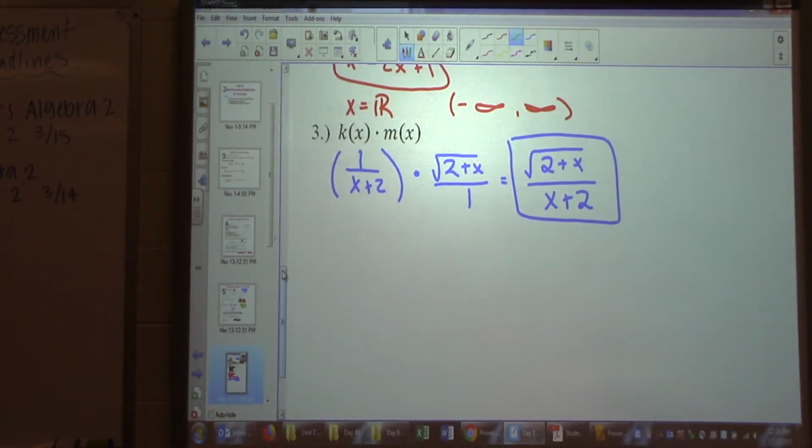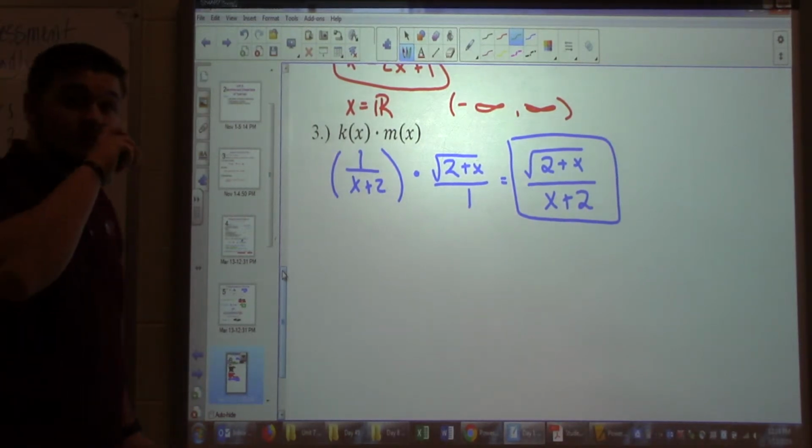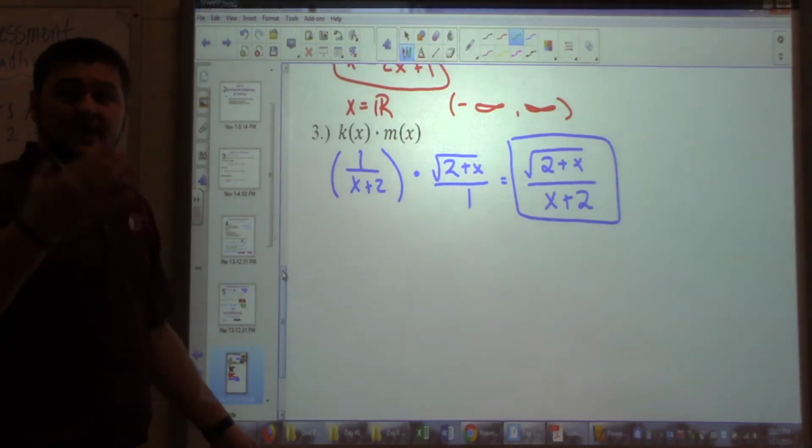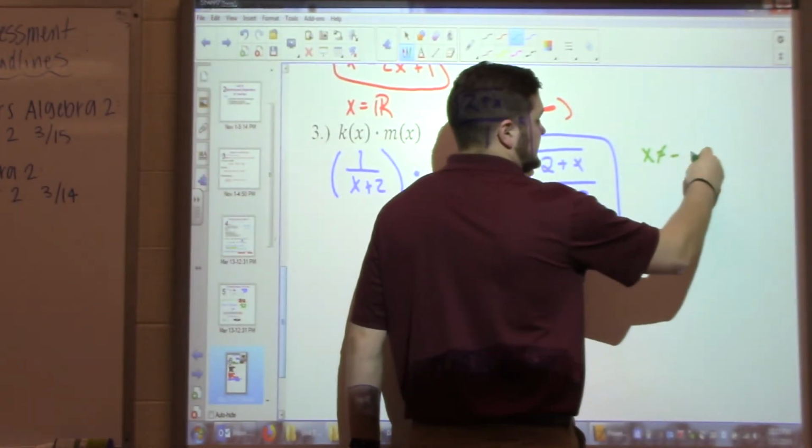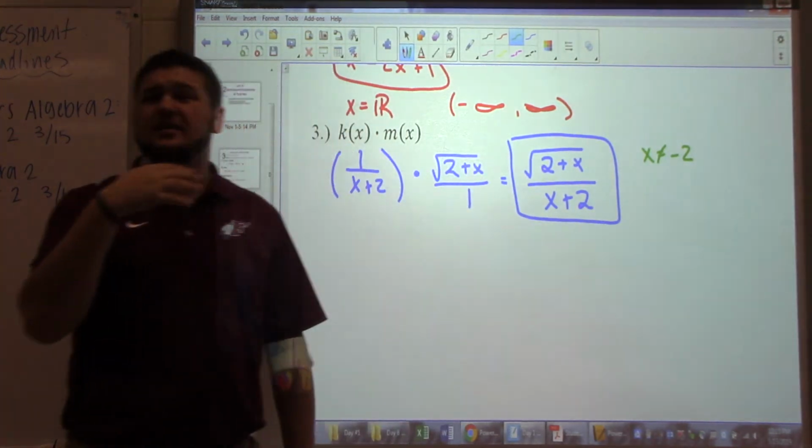Well, what type of restrictions am I going to have? Stetner, what'd you say? X cannot equal negative 2. Why is that? Then our denominator would be 0. So that's one of my restrictions. Let me list it over here. X cannot equal negative 2. Am I going to have another restriction?